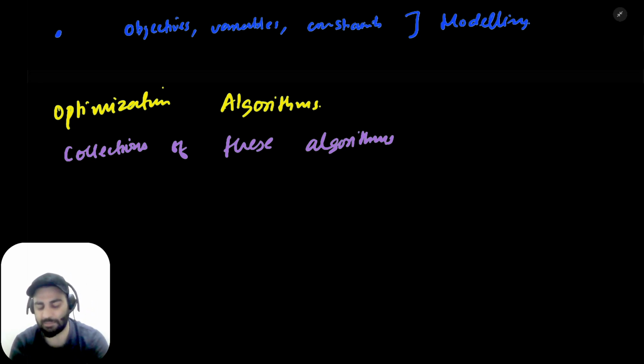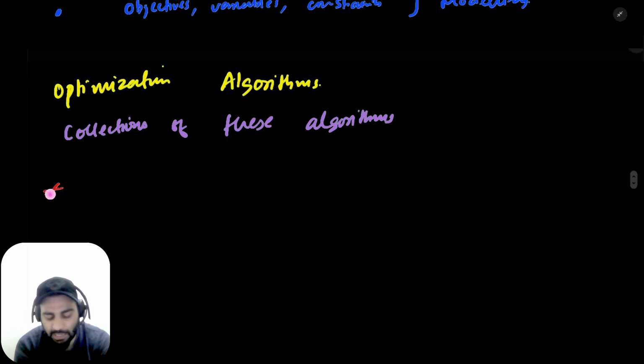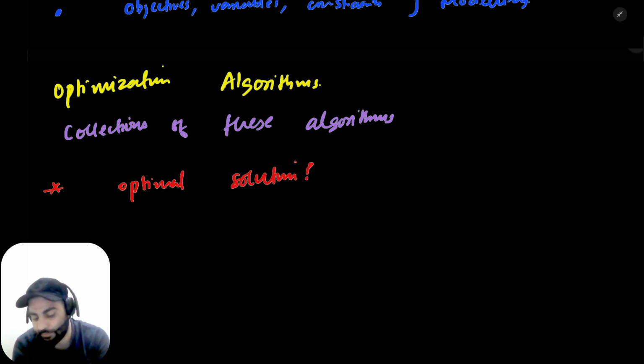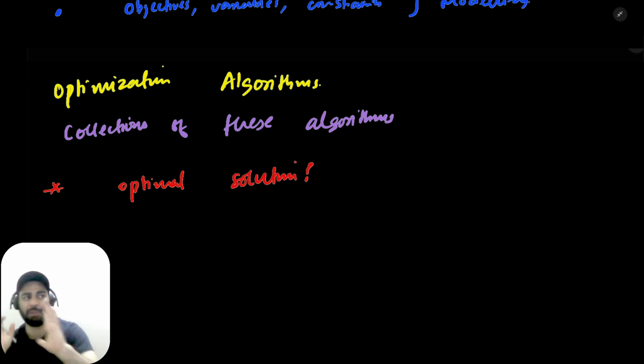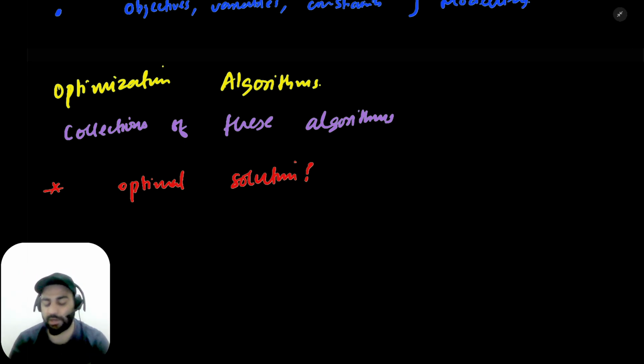Now you applied the algorithm, let's suppose. The task is that we should be able to tell whether it has given the optimal solution. So now I got some algorithm, I gave it my problem, and it gave me some values for the unknowns. Now I want to make sure that this is actually the optimal solution. How are you so sure this is an optimal solution? For that we have something called optimality conditions.